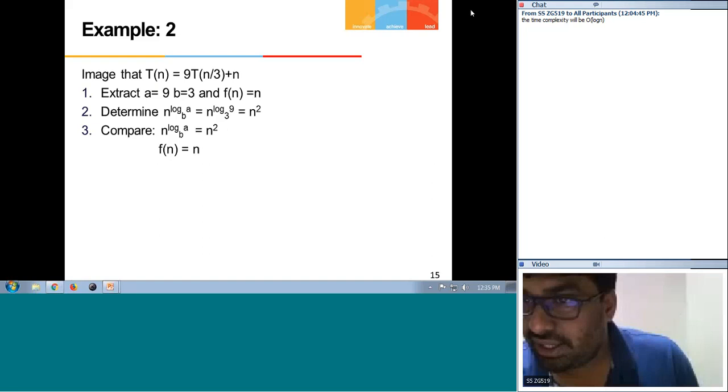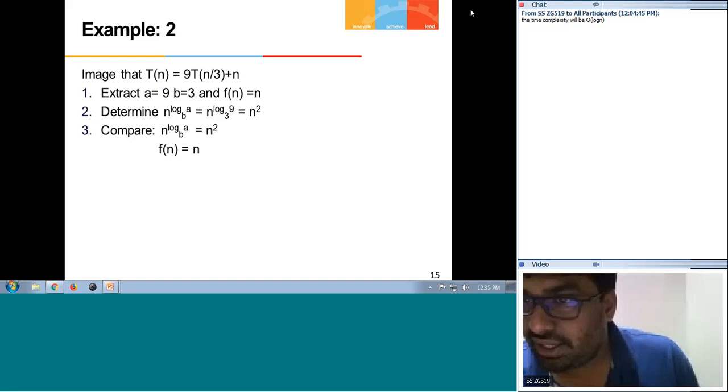Now let's try to solve this problem. Half of the problem is solved. Now try to say what comparison you are going to get, greater than, less than, or equal to. Always remember you are going to compare between f of n and n to the log a base b. Just once again think and answer here. How is your comparison happening? f of n to n to the log a base b.